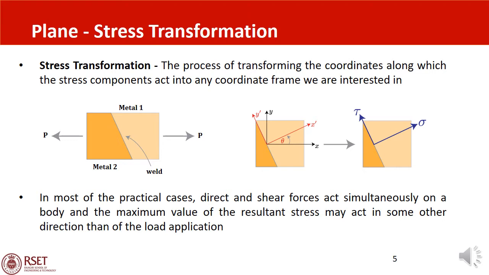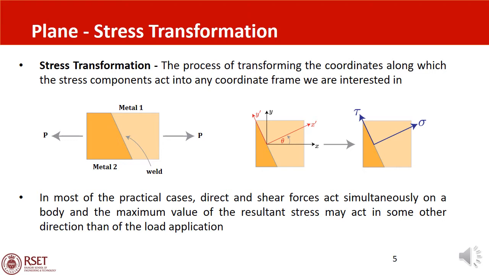Now, how do we know if the welded joint can sustain the resultant stress that this force produces? For this, we need to calculate the normal and shear stresses perpendicular and parallel to the joint. Therefore, we need to rotate or transform the coordinates associated with the force P to the direction associated with the angle of the welded joint. Then we can evaluate the stresses along these directions x dash and y dash.